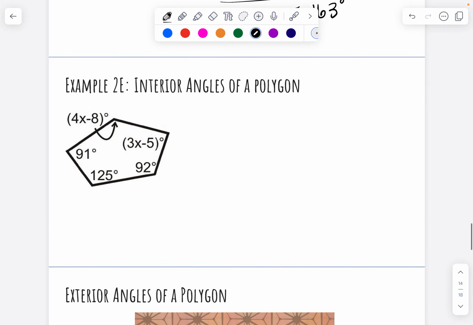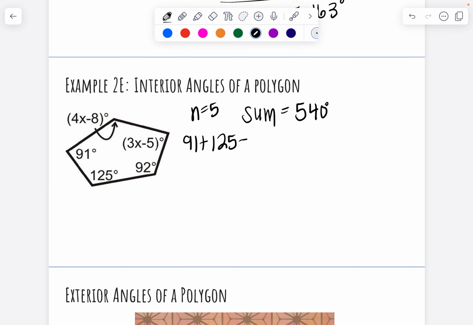Let's look at one more like this. Again, we have a pentagon here. So we just figured out that the sum, or if we add all the angles together, it would be 540 degrees. So adding all these, 91 plus 125 plus 92 plus 3x take away 5 plus 4x take away 8 is going to be 540.